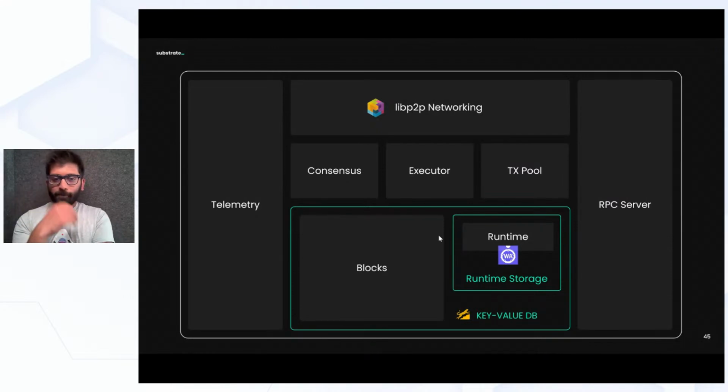A brief overview of how things are arranged. You have an RPC server. You have telemetry, which is going to give you the health of your node, so you can check the metrics of your node. For networking, Substrate uses a libp2p peer-to-peer protocol, which was developed by the people who developed IPFS. And you have the consensus layer, executor, and the transaction pool.